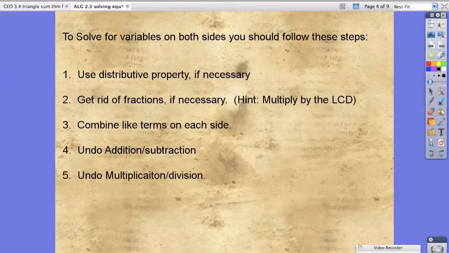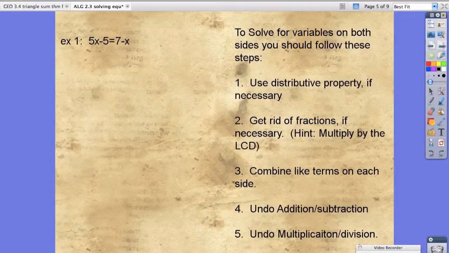So to solve for variables on both sides, you should follow these steps. 1, use the distributive property if necessary. 2, get rid of any fractions if necessary, and you might want to multiply by the LCD to help us get rid of those. 3, combine like terms on each side. 4, undo addition and subtraction. 5, undo multiplication and division. If you go through these 5 steps every time you solve an equation, these should be very easy. So let's practice on a few together.